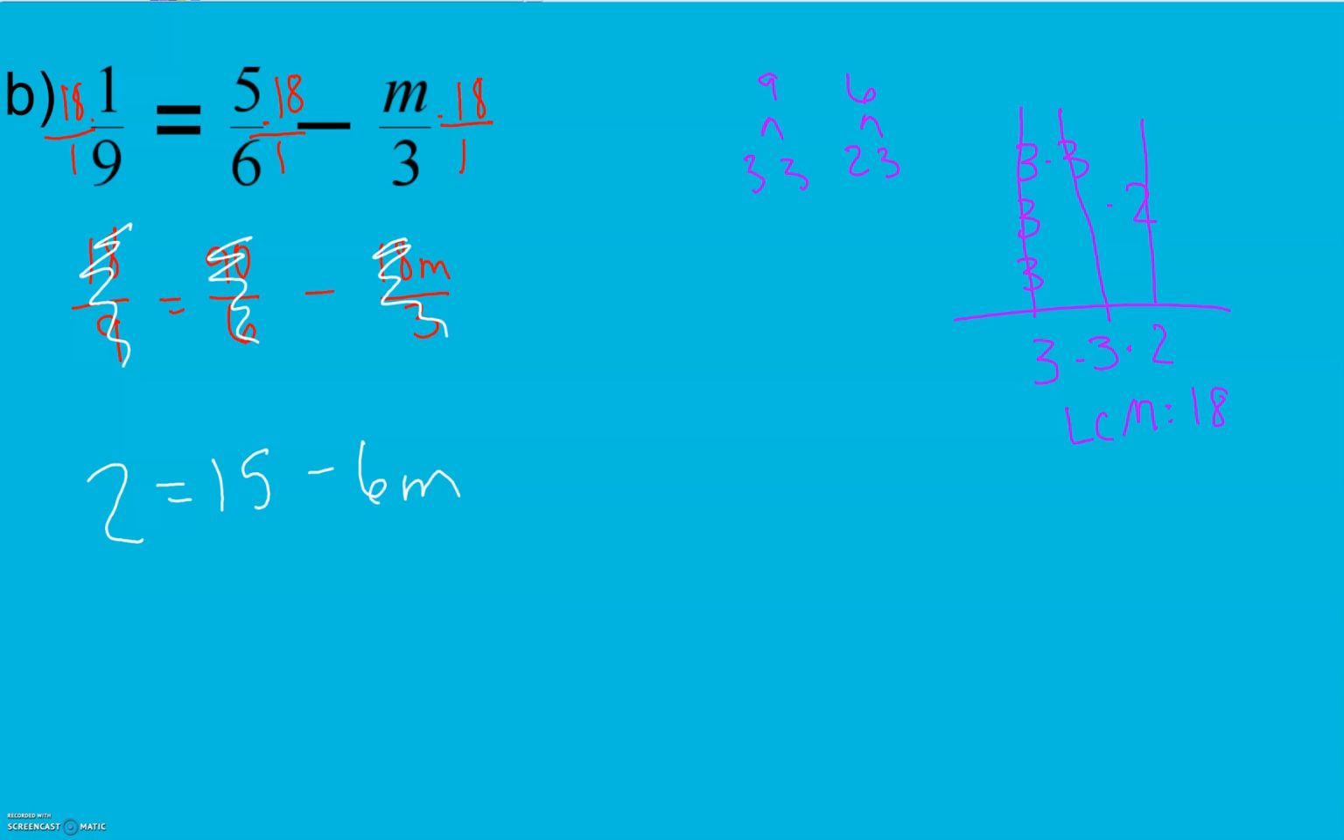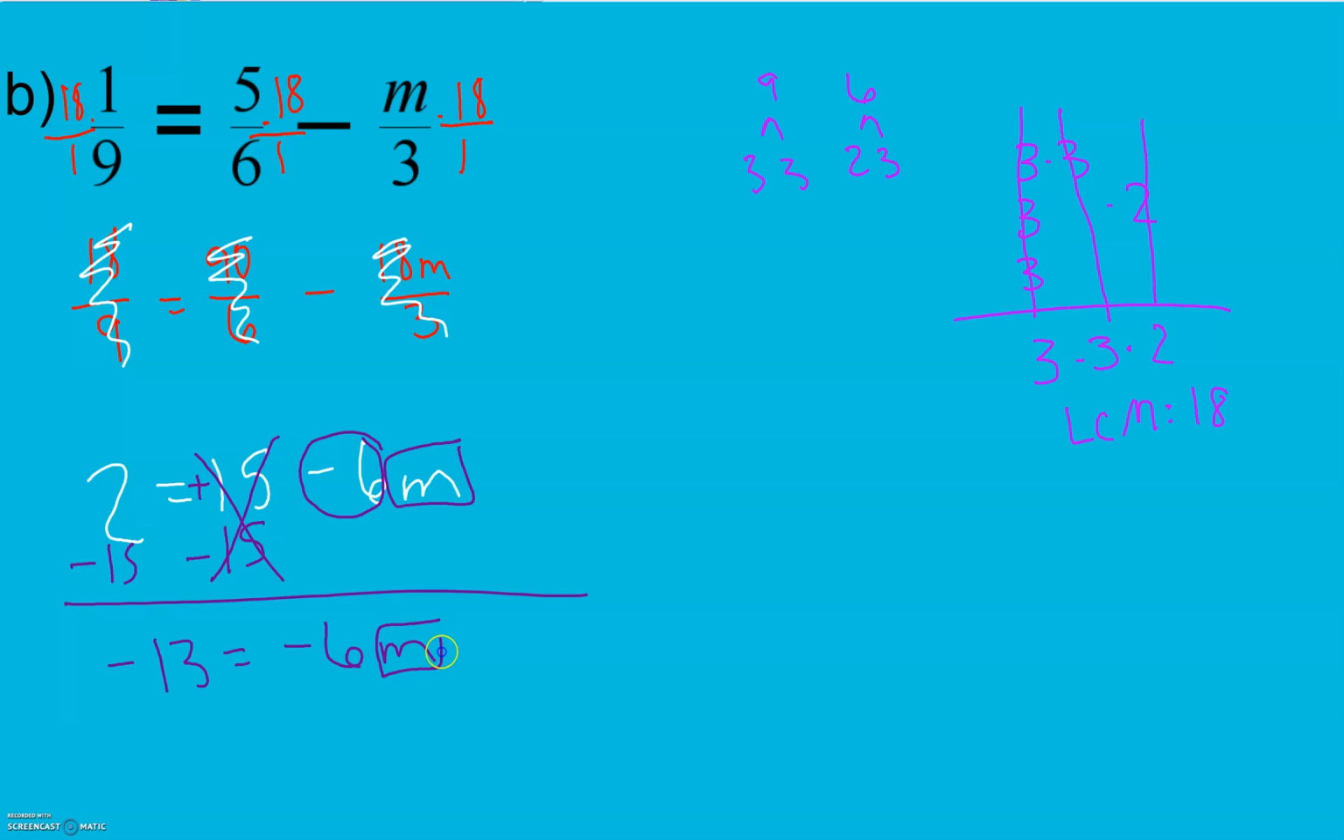Now, no more fractions, no more reason to panic. My m is being added with a 15, this is a positive 15, and multiplied by a negative 6. So I get rid of my addition by subtracting 15. That's how I get to 0 there, and that's what I want. I want 0 and then just my term with my variable. So I get negative 13 equals, bring the sign down with our number. Now I have multiplication, I get rid of it by dividing, and I get m equals positive 13 over 6. Negative divided by a negative gives me a positive.